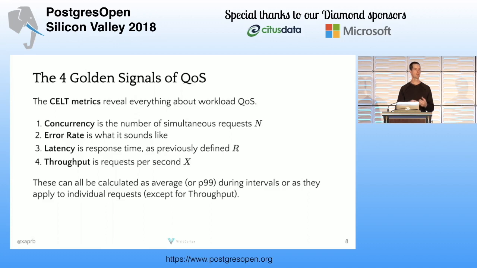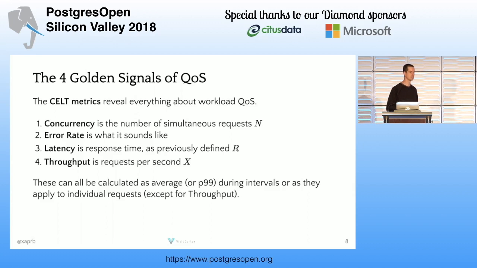So concurrency is the number of things that are happening at a time. This is a little bit different to what we think about in terms of multi-version concurrency control or other meanings of the word concurrency within the database. But in the workload sense, concurrency is how many things are happening at a time. Error rate is the rate of errors over time. Latency is that response time, as I talked about previously. And throughput is the number of requests over time, so the rate of requests.